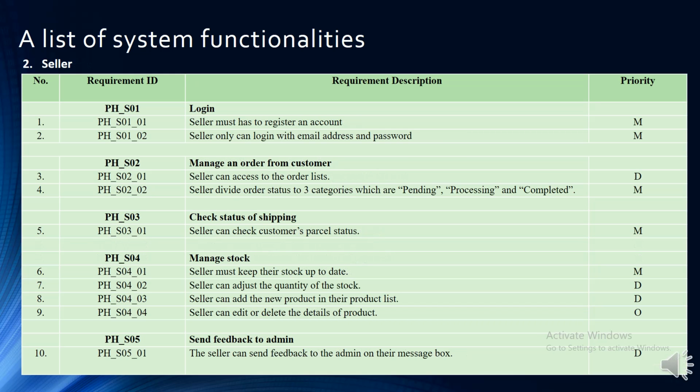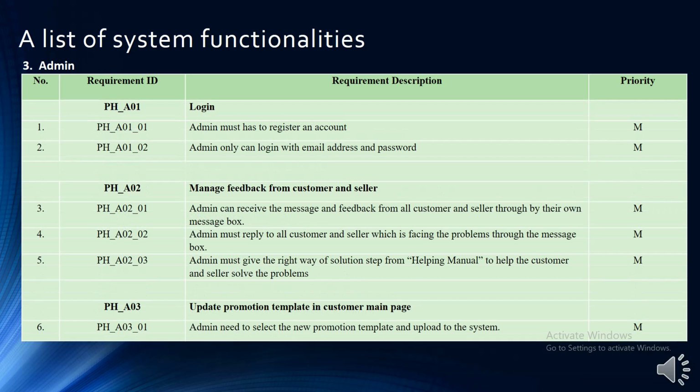Next, we have about 5 functionalities for the seller user, which are log in, manage orders from customers, check status of shipping, manage stock, and send feedback to admin. And the last one, we have about 3 system functionalities for the admin user, which are log in, manage feedback from customers and sellers, and update promotion template on the customer main page.